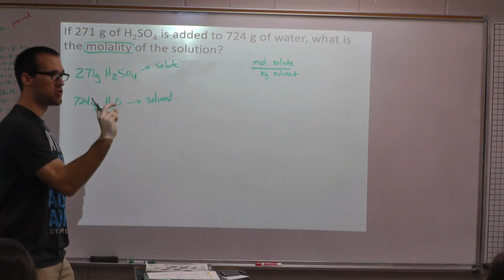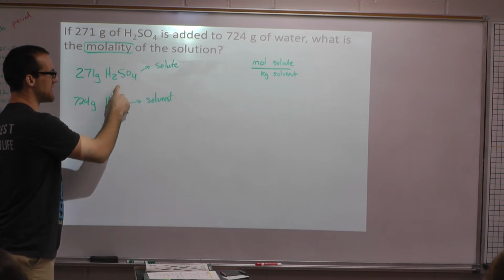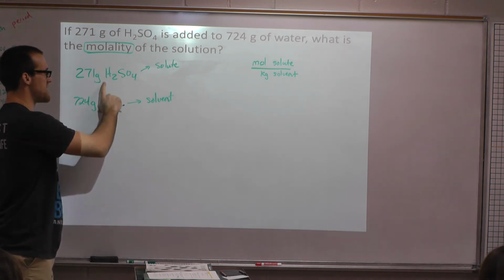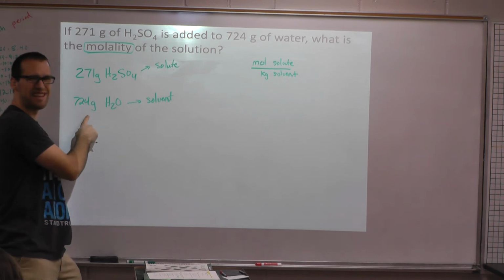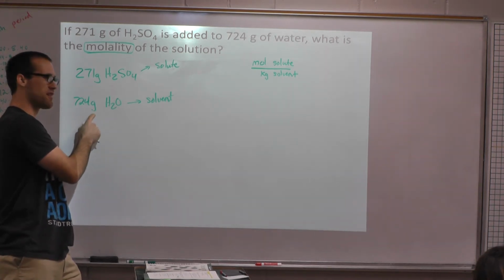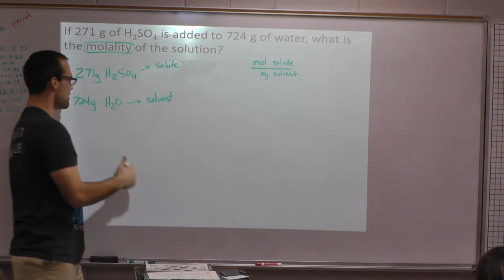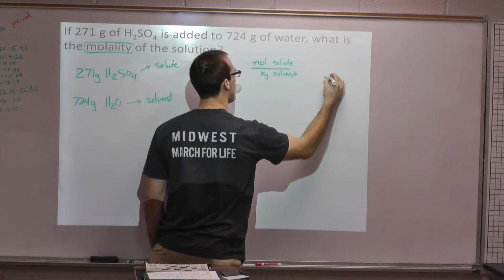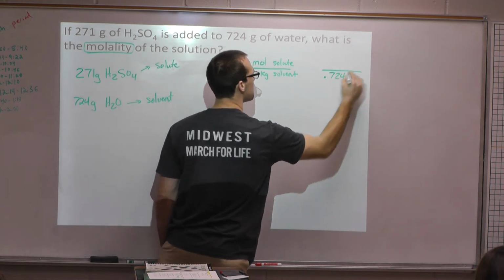I need to get those two things so that I can divide them. I know what the solute is and I know what the solvent is, but technically I don't have either in the correct unit, do I? The bottom one's probably the easiest to get in the correct unit. Can I just easily move the decimal and get kilograms here? Move it 3 spots to the left. That'll give me 0.724 kilograms. Does that make sense?